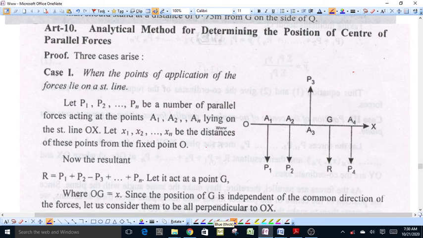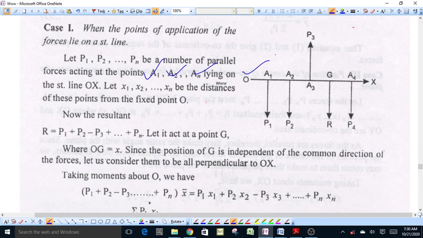All these points lie on a straight line. Suppose P1, P2, Pn are the parallel forces acting at points A1, A2, An lying on the straight line OX, and suppose that x1, x2, x3, xn are the distances of these points A1, A2, An from the fixed point O.